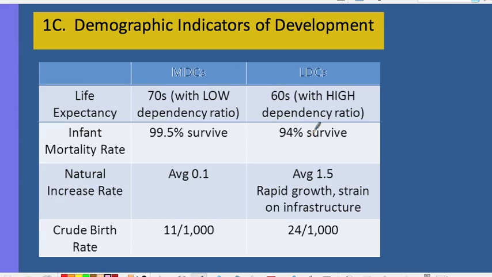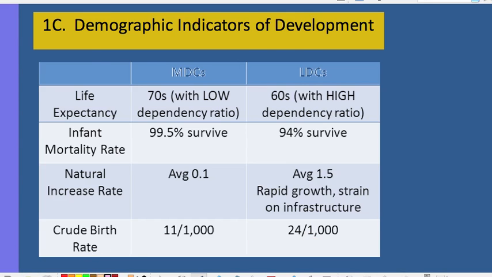Natural increase rate, right? We talked about that. Crude birth rate minus crude death rate. This is almost a 0% NIR, which would be typical of an MDC in stage 4, approaching stage 5. And then LDCs would have much more rapid growth, 1.5 average, could be higher too. And then looking at crude birth rate, the average number of babies being born per 1,000, that's maybe about 11, typical of an MDC, maybe about 24 or higher for an LDC.